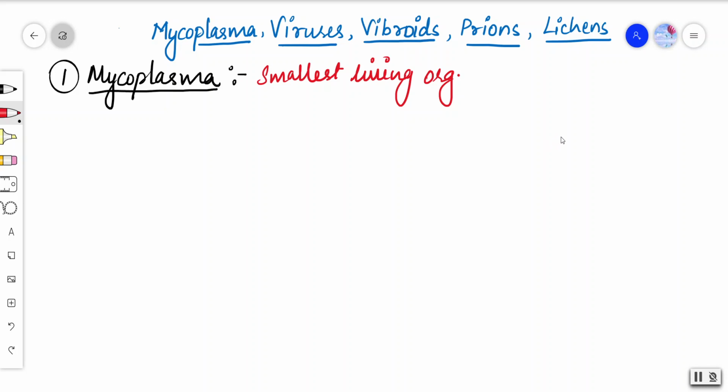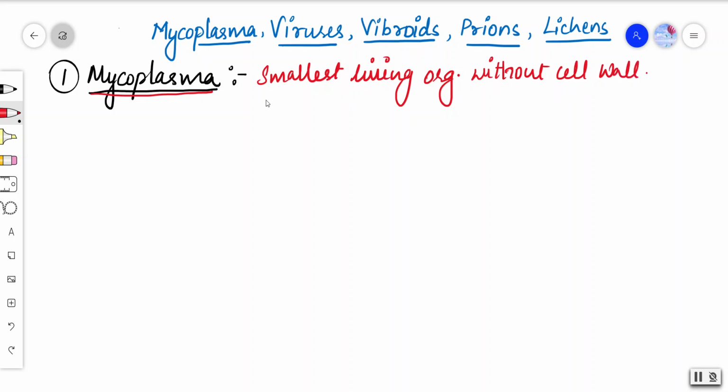There are two types of question one can ask. What is the smallest living organism? That is bacteria. What is the smallest living organism having cell wall? Is bacteria. What is the smallest living organism without cell wall? Is Mycoplasma. Okay, so I'm going to add here: smallest living organism without cell wall.